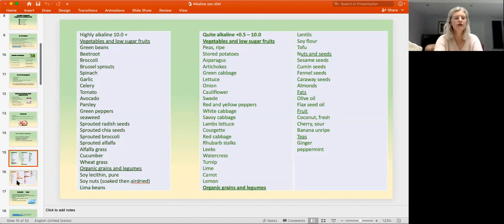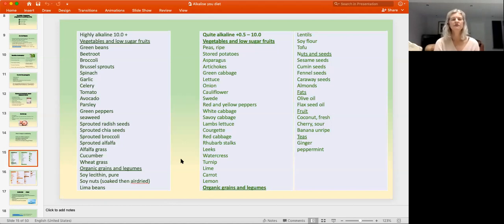So what I'm going to run through now is a list of some highly alkaline foods that we want to try and have lots of. Some quite alkaline foods that we want to still have lots of, sorry. On the highly alkaline list, you can see really everything I've just been talking about: the broccoli, the Brussels sprouts, the green beans, green peppers. We want to have lots of those green cruciferous vegetables. Also on that list is beetroot, tomato and avocado.